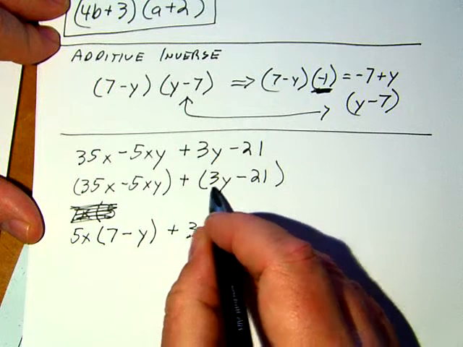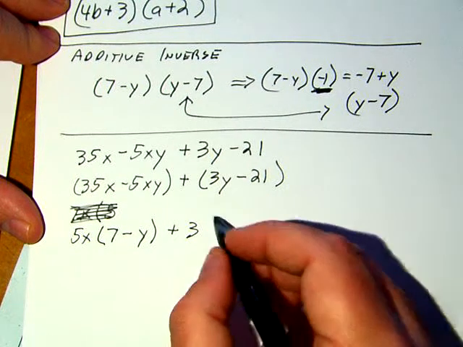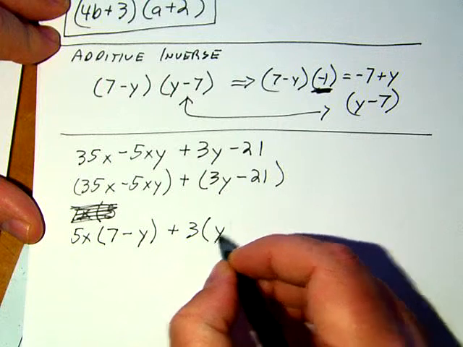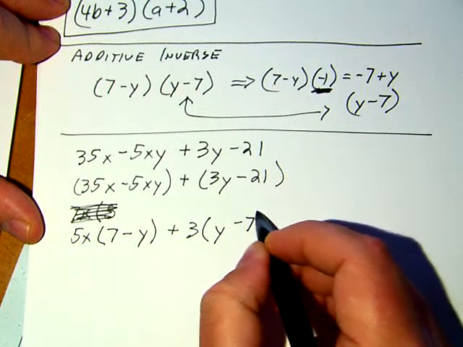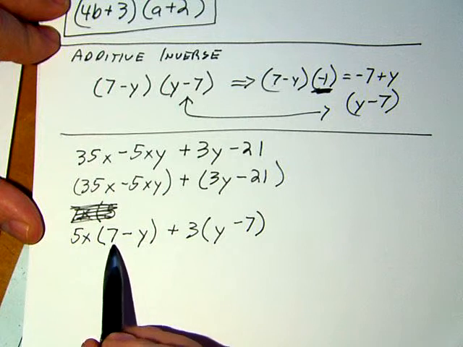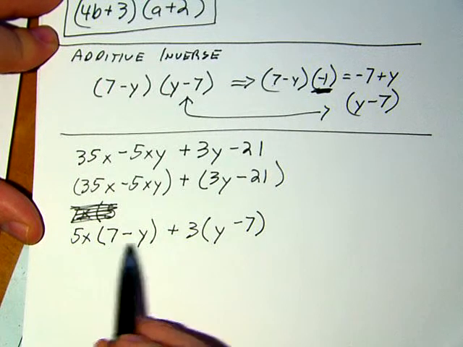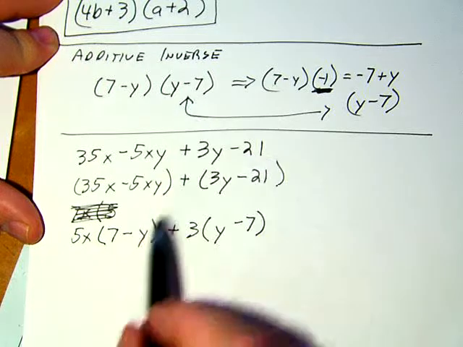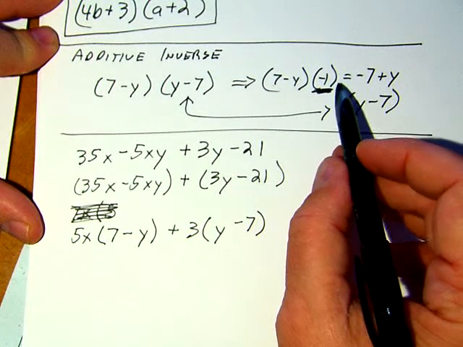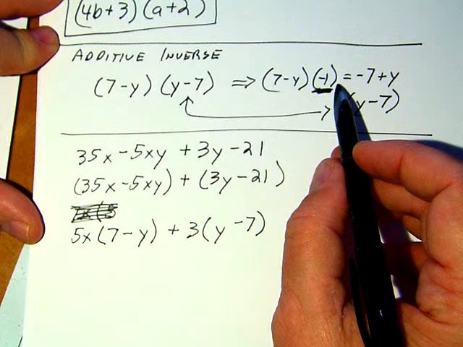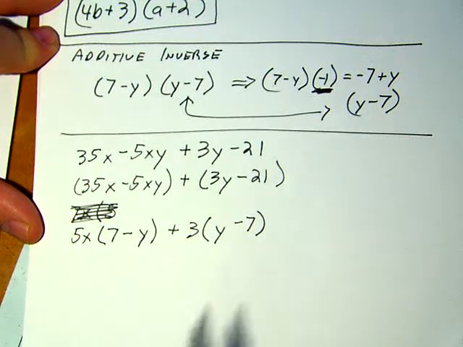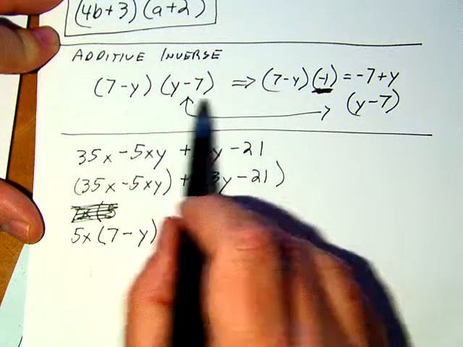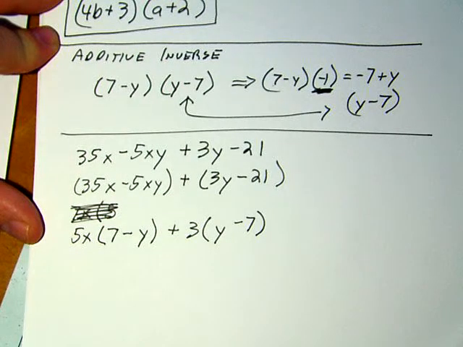Now on this side, I'm going to pull a 3 out. So I pull a 3 out, I get y out of the first term, minus 7. And that's when I realized that I've got that special case, the additive inverse, 7 minus y and y minus 7. Remember from up here? It's the same problem from up here. We know that we can multiply times negative 1 and get the special case of factoring by grouping.